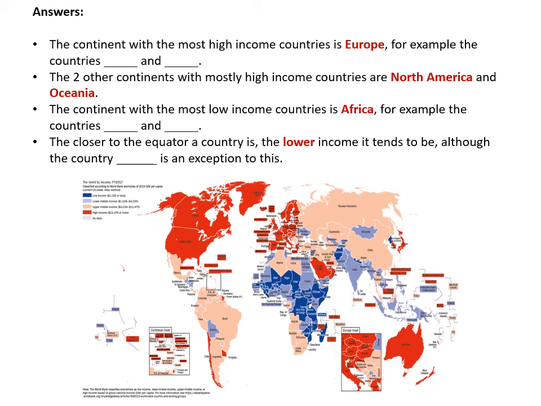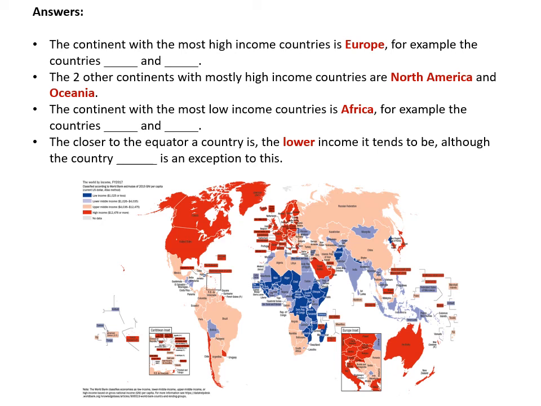Second one, the 2 other continents with mostly high income countries are, here's North America and Oceania. Australasia's fine as well if you put that. You've got Australia and New Zealand down there. Although, if you look at number of countries there, certainly if you look at all the islands, that doesn't really count. However, most people certainly are living in Australia and New Zealand compared to those other countries.